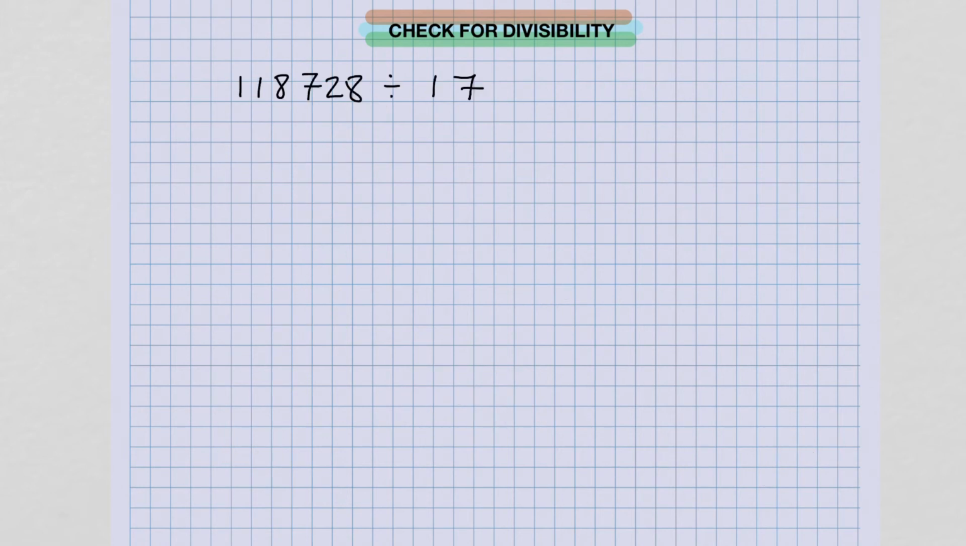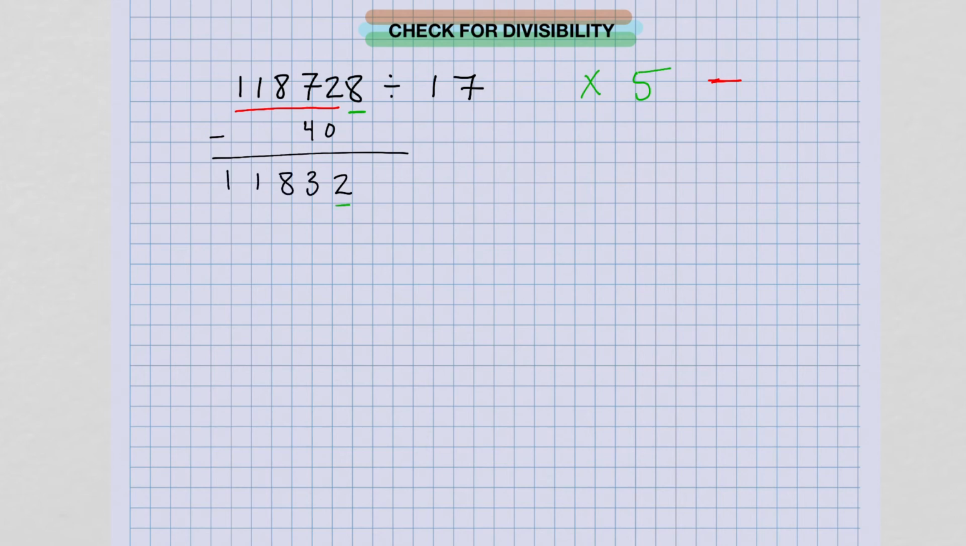Okay, to check for divisibility by 17, we want to multiply by 5 and then subtract. So we're going to take this last digit, multiply it by 5, and then subtract it from the remaining digits. 8 times 5 gives us 40. So we're going to subtract 40 here. 2 minus 0 gives us 2. 7 minus 4, 3. And these other numbers just come down.